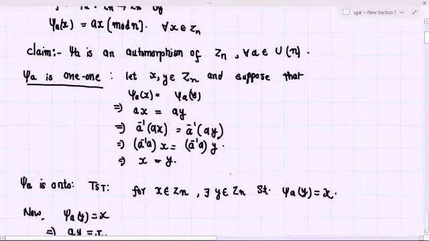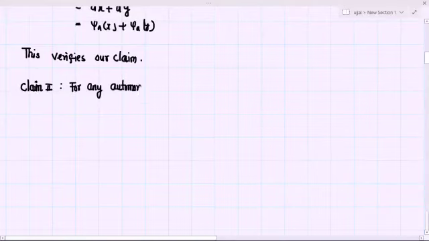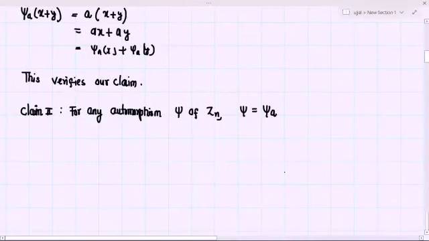Clear? And A is equal to psi A also. So my claim 2 is that for any automorphism psi of Zn, psi is of the form psi A, where A equals psi of 1.